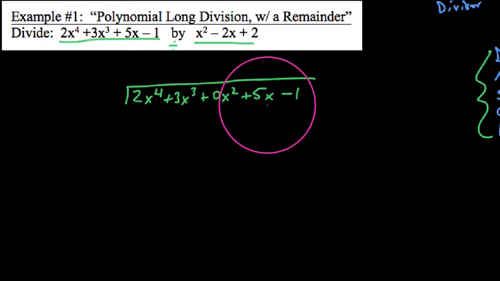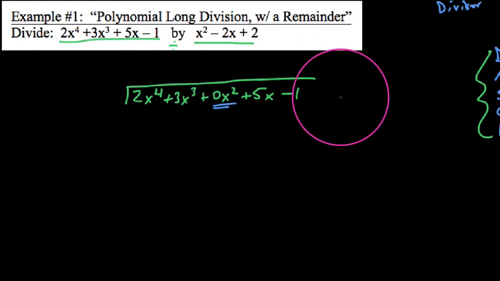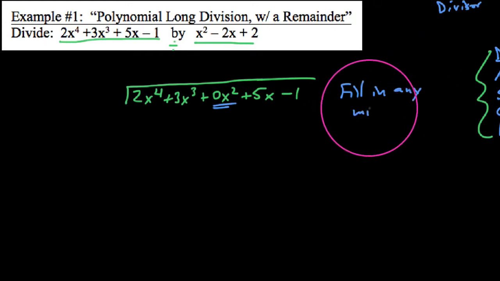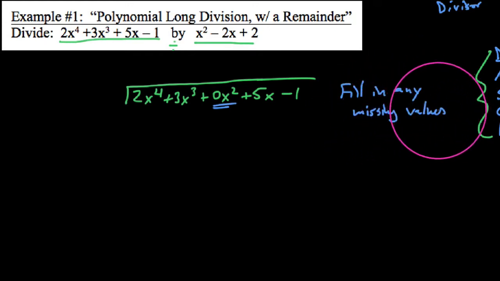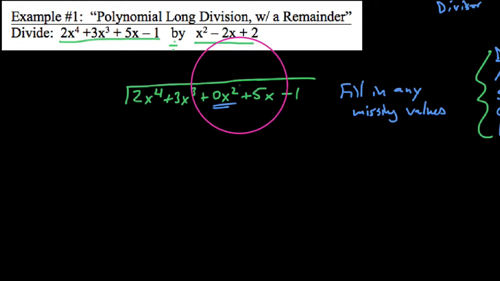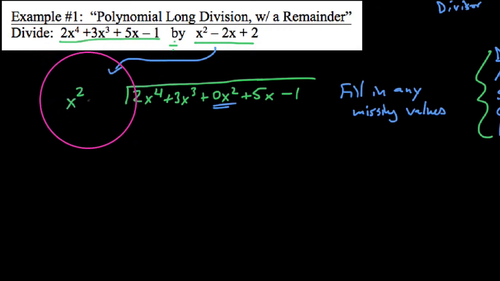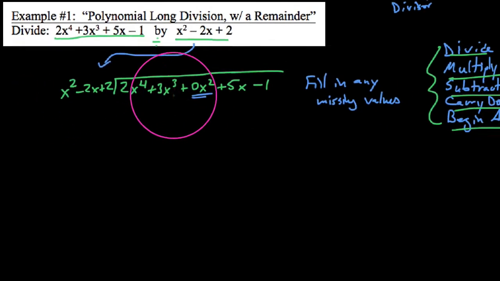So one thing I want to point out in this video is essentially this. You have to fill in any missing place values. So we say fill in any missing values, and we mean any missing exponent values. We'll fill in a 0 for their coefficients. And then on the outside of this we have the divisor, the thing doing the dividing. So we say x squared minus 2x plus 2. So now, we are taking all of this divided by all of this.